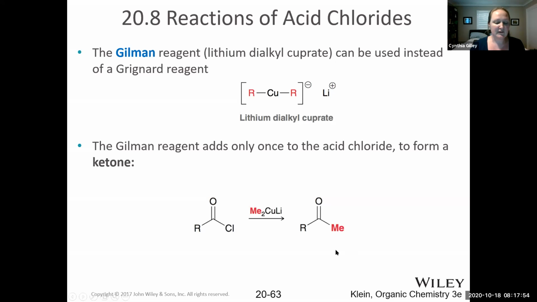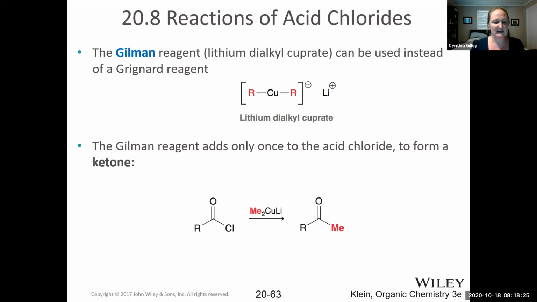What would happen if you used a Grignard reagent instead of a Gilman reagent? Recall that a Grignard reagent would do the same thing to produce a ketone, but it wouldn't stop there. The Grignard reagent would continue to react with the ketone, leading to the eventual production of a tertiary alcohol. So if you don't want to get a tertiary alcohol, and instead want to just get a ketone directly from an acid chloride, Gilman reagents are very useful to do this.